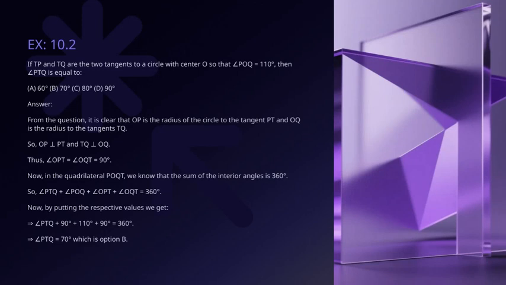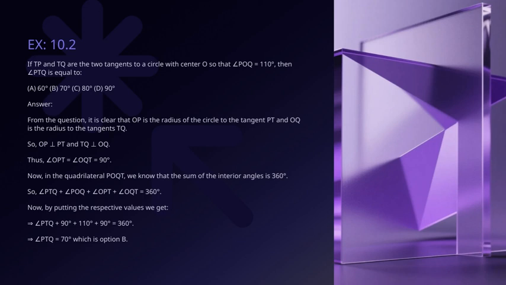Let's examine the key angles involved here. We have that angle PTQ is 70 degrees, which corresponds to option B now. Notice how we add the angles. PTQ plus 90 degrees, then 110 degrees, and another 90 degrees, summing up to 360 degrees. This is because these angles form a complete circle around the point.